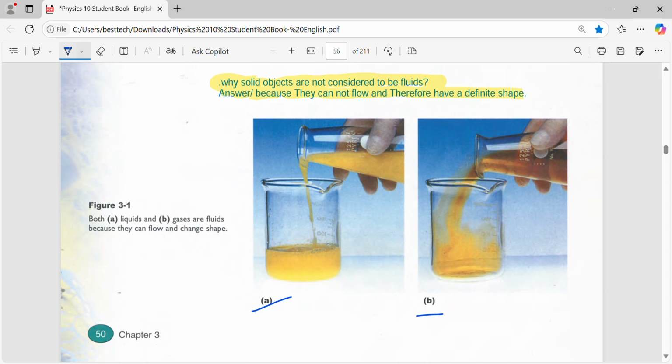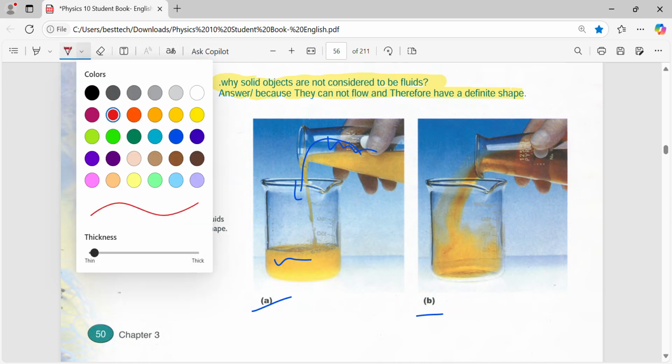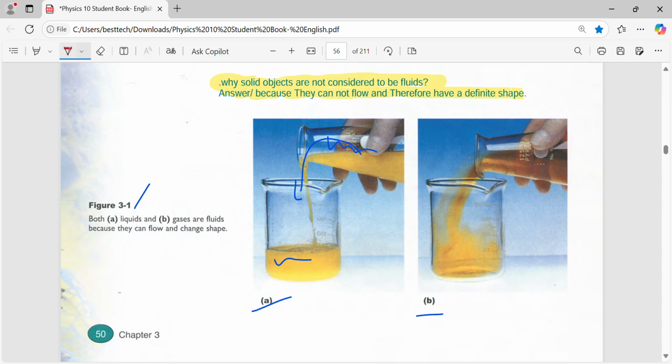Look at this figure. Figure A is liquid, but figure B is gas. We have two same properties between liquid and gas. First property, liquid. This liquid is first inside this container, then it flows into another container. So the first property is that liquid can flow from one container to another container. First it was in this glass, then it flows to another glass. So flowing is the first property of the liquid.